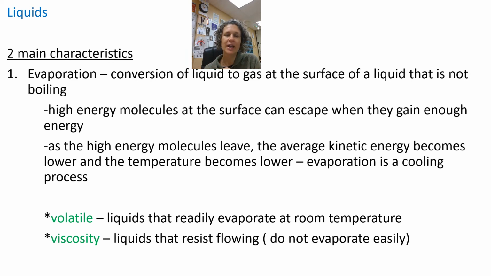Okay, a couple things related to evaporation. Volatile liquids, things like rubbing alcohol, are a good example. They are liquids that evaporate very easily at room temperature.